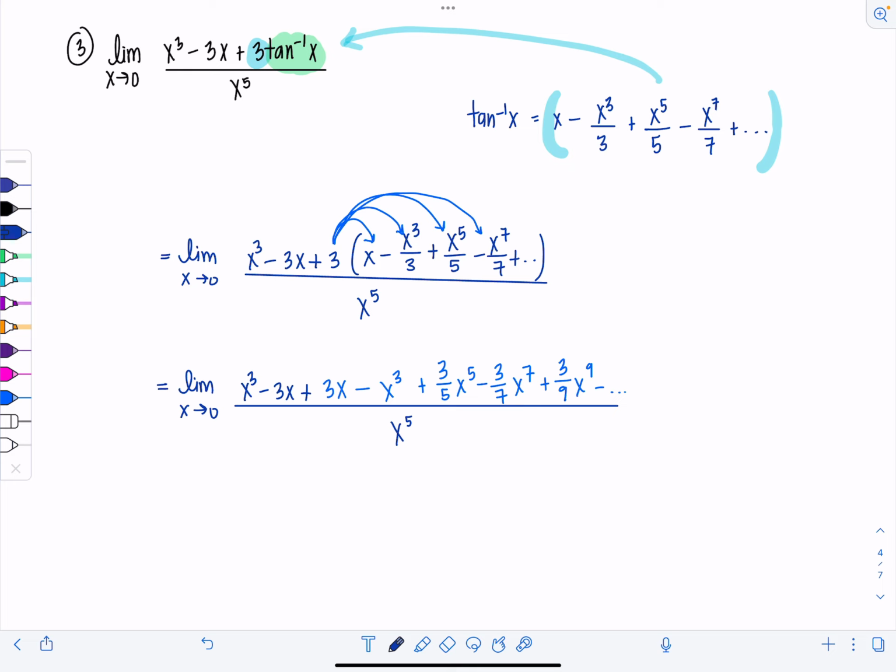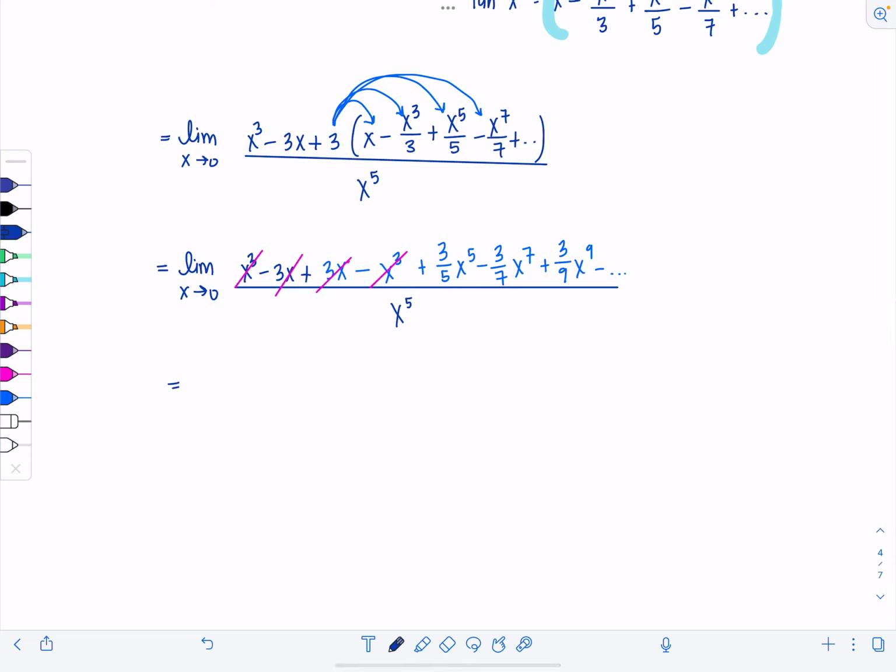Good. Okay. Anything wild happening? X cubed cancels. 3x cancels. And at this point, you should be like, oh, this old scenario. Limit x goes to 0, 3/5 x to the 5th minus 3/7 x to the 7th plus 3/9 x to the 9th minus blah, blah, blah, dot, dot, dot, over x to the 5th. We've been here twice already.